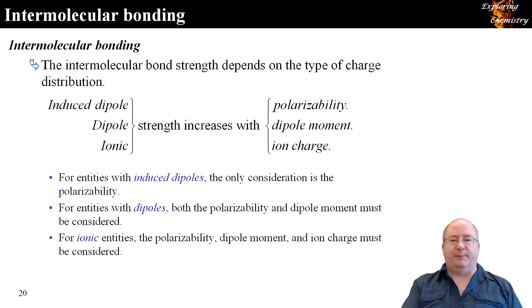With regards to intermolecular bonding, the bond strength ultimately depends on the type of charge distribution, as one would expect. Induced bond strength increases with increasing polarizability. Dipole strength increases with the dipole moment. And ionic strength increases with ion charge. When you have entities that only have induced dipoles, you only need to consider the polarizability. For entities that have dipoles, you need to consider the polarizability and the dipole moment because it plays a part as well. For ionic entities, you need to consider the polarizability, the dipole moment, and the ion charge in order to determine the overall total bond strength.